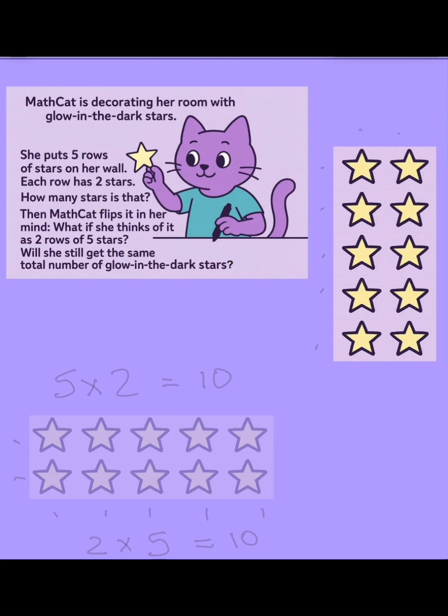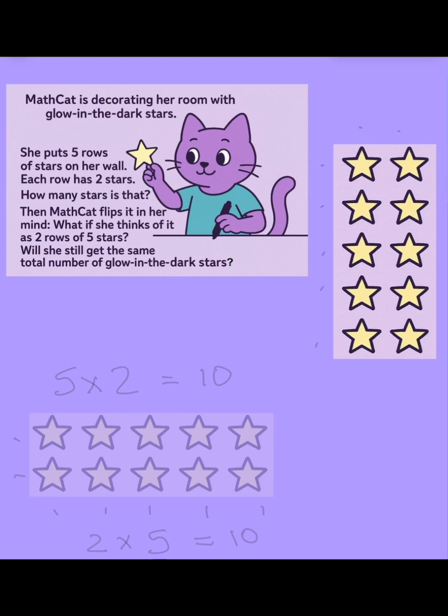Let's look at a problem illustrating the commutative property of multiplication. MathCat is decorating her room with glow-in-the-dark stars. She puts 5 rows of stars on her wall. Each row has 2 stars. How many stars is that? So 5 rows, and each row has 2 stars. So we have 5 rows and 2 columns. By our video on arrays, we know that is 5 times 2, which equals 10.